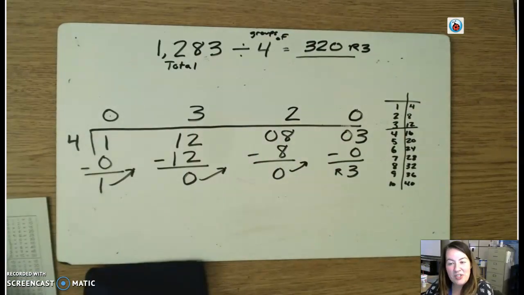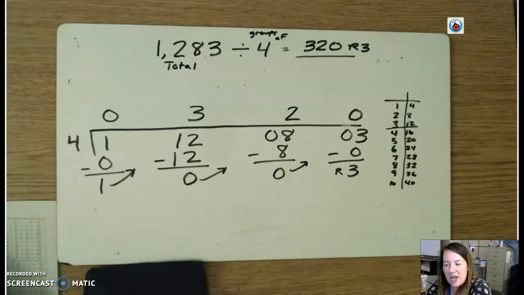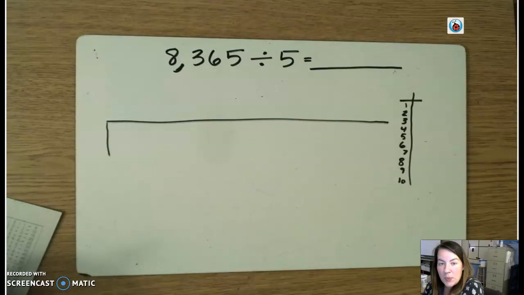Look at that, your first 4-digit by 1-digit problem. Pat yourself on the back. Good job. Okay, we're going to try a couple more. Let me get the next one ready. Okay, here's the next problem.